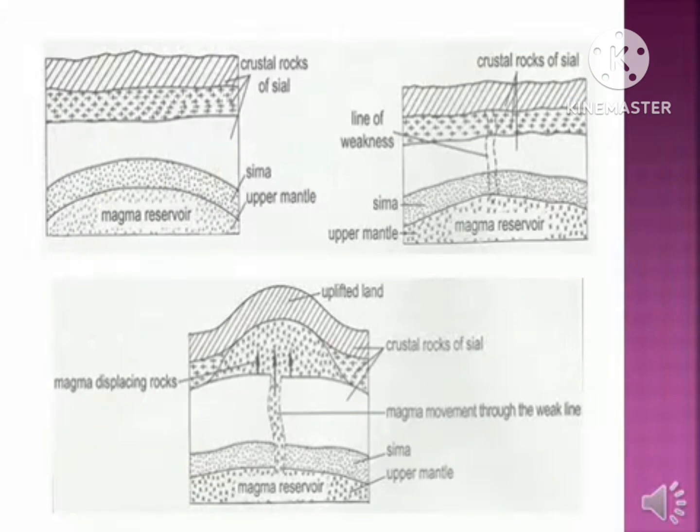The concept of movement of magma within the Earth's crust can be presented in this diagram, such that in the diagram you see the magma has displaced the crust rocks, resulting in uplifting of the land.